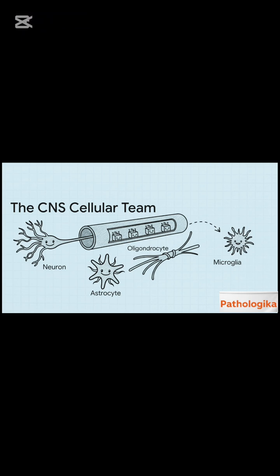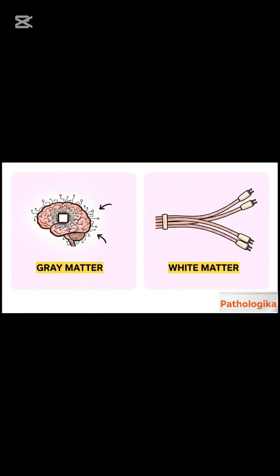You've got your neurons, they're the messengers, the signal transmitters. Then you have the glial cells, your astrocytes, oligodendrocytes, and ependymal cells. They're the crucial support staff doing all the maintenance. And then you have the microglia, which are so cool because they're basically outsiders. They actually migrate in from a totally different embryonic layer to act as the resident security and cleanup crew of the CNS.